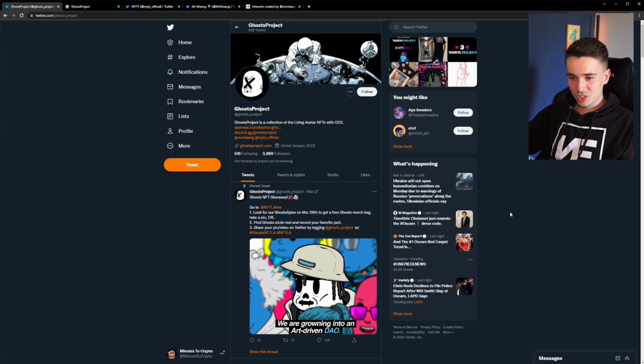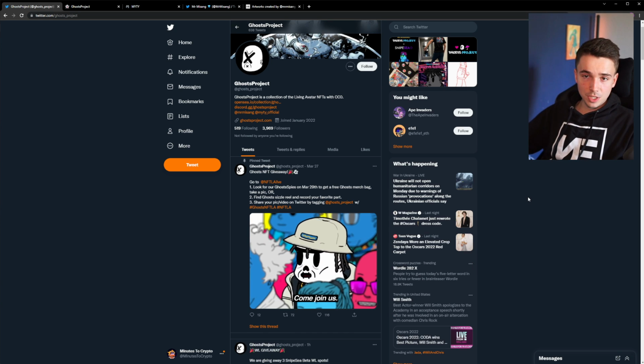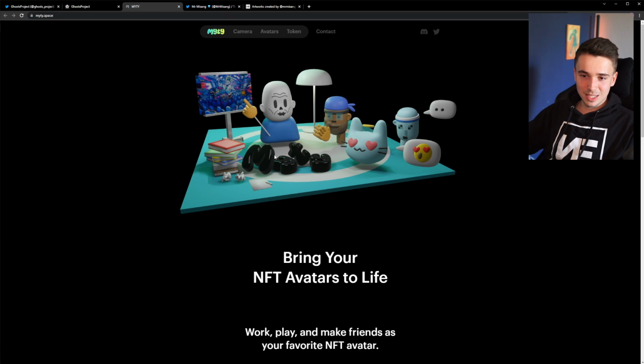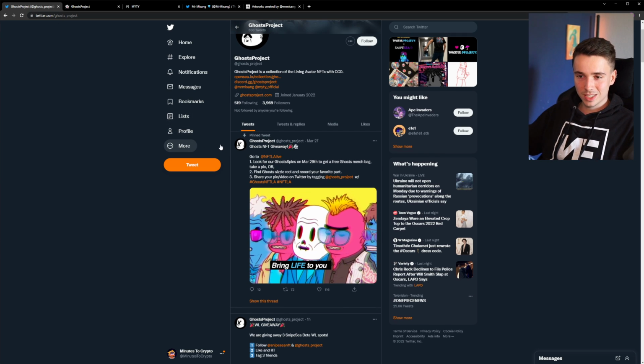And with that said, let's jump right into the Ghosts project, which is a collection of living avatar NFTs. And what they mean by living avatars, you can see right here on the MYT site, which is a project that creates live motion tracking avatars, meaning that you could bring your own NFT avatar to life. And since this sounds pretty complicated, I will show you an example later on in this video in which you were able to create an animated version of yourself which was able to mimic your movement and expression. But since this is just one of the many things the Ghosts project has in store for us, let's go back to their Twitter and check out what they have in store.